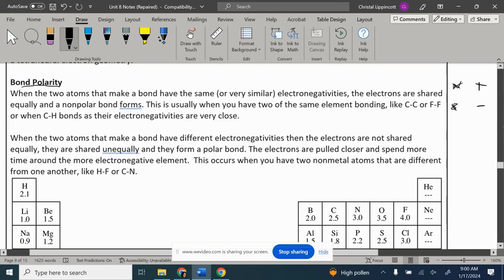Now, there's two different types of polarity that we need to discuss. The first one is called bond polarity, and this is where you're looking at the electronegativities. Again, I will give you a chart if you need it for your test. I need to do that. I ran off the test today and I didn't run that off with it. I need to write that down.